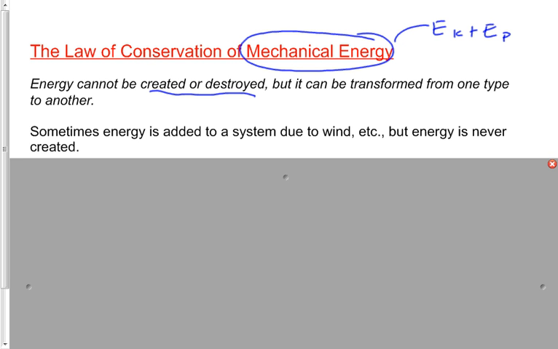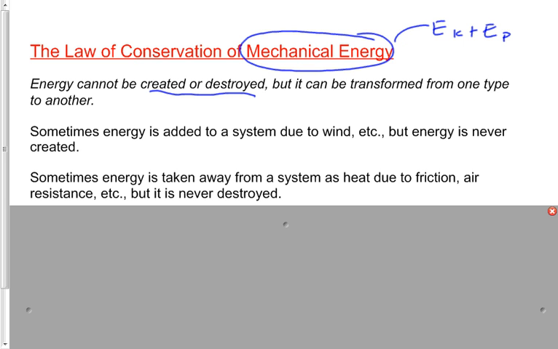Now, sometimes we add energy to a system because of wind, because we push something, because you put your foot on the gas pedal and chemical potential is converted to kinetic energy in the car. Sometimes we add energy to the system, but again, we're not creating it. We're just converting it from one type to the other.